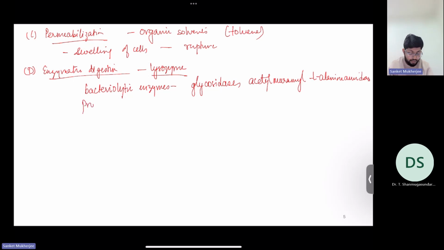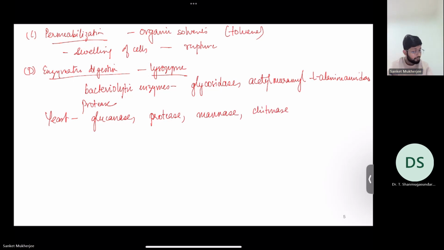There are certain proteases which can also affect the bacterial cell wall. Similarly, for yeast, we have glucanase, protease, manganese or whatever, and chitinase. For plant cells, we have cellulase and pectinase. Right? So these are all the enzymes that are used for cell lysis.